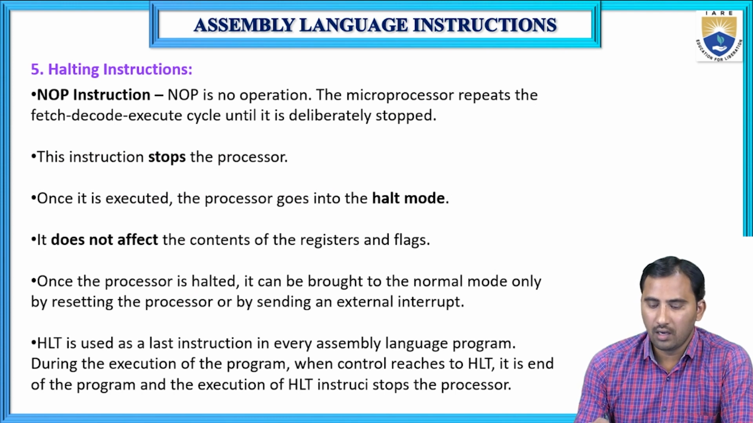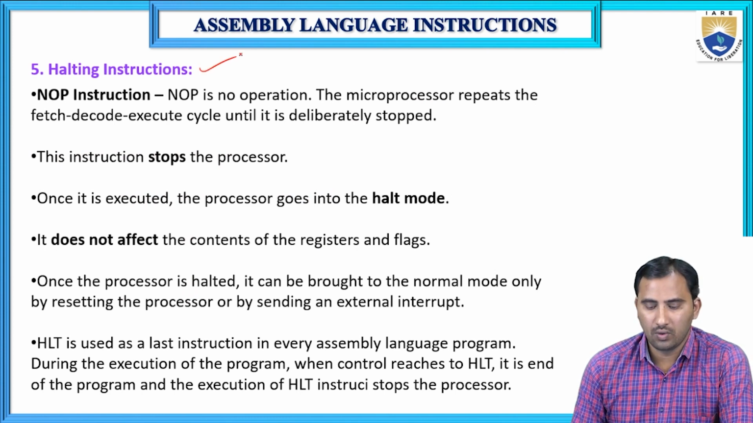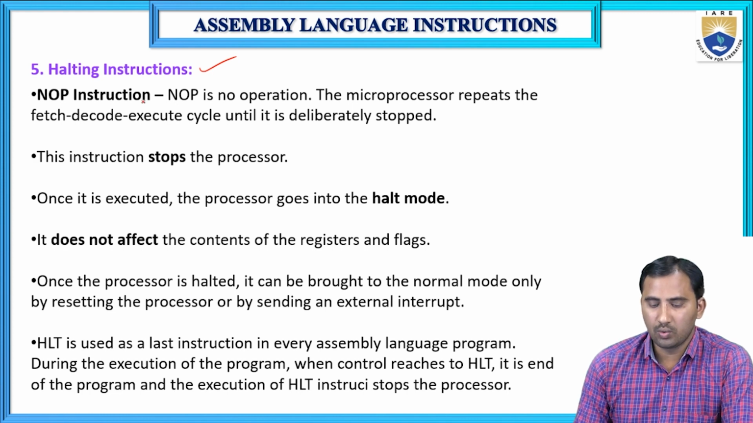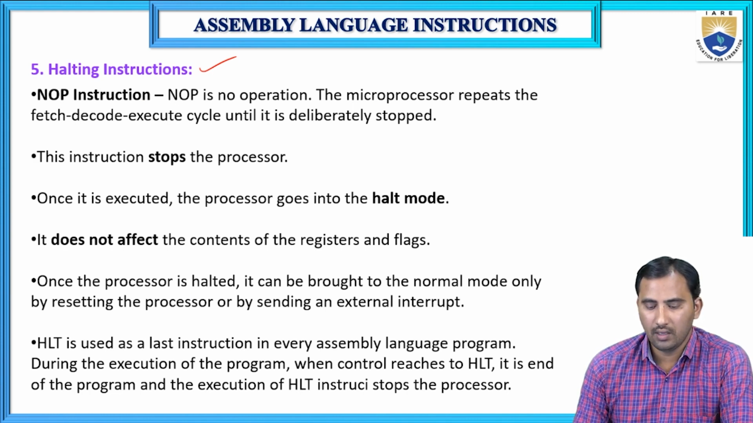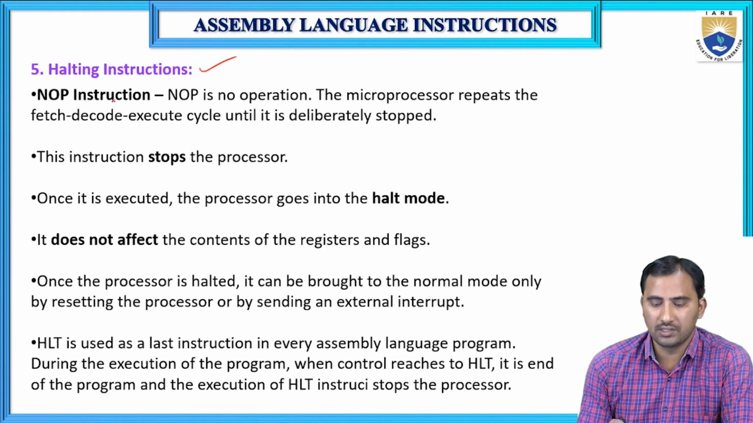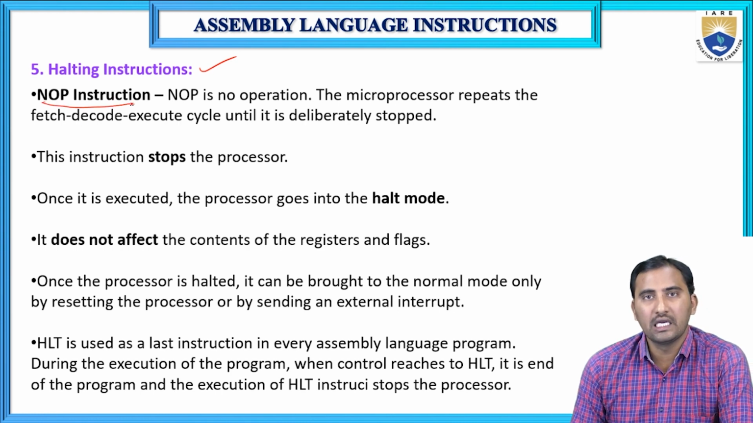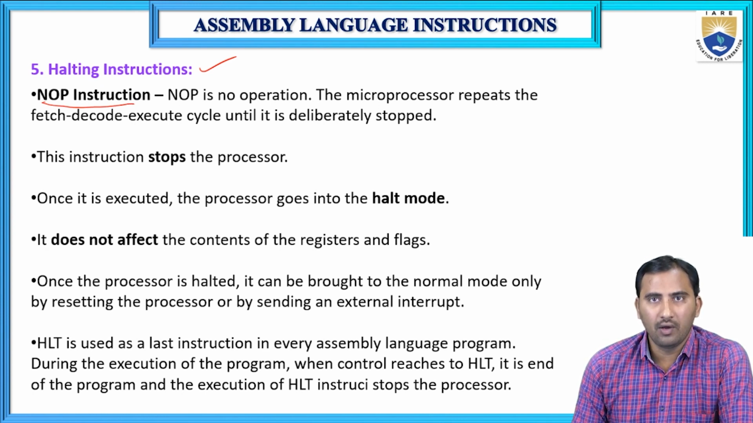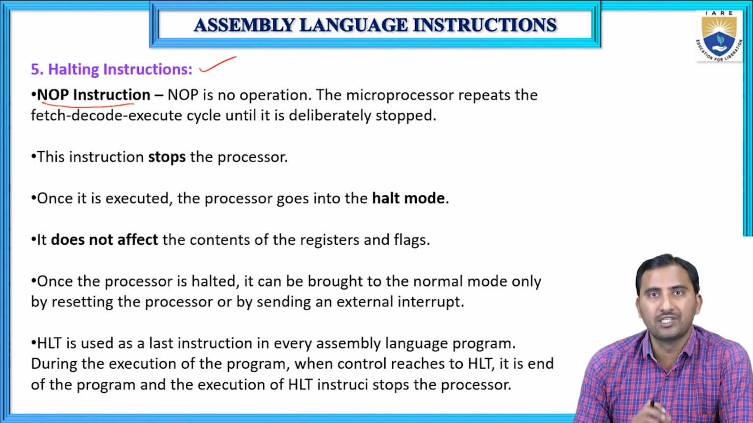And the next one is halting instructions. We have two types of halting instructions. The first instruction is NOP. NOP means no operation. Whenever the microprocessor executes this NOP instruction, it will not do any operation. Simply it will be in the idle state. And we can bring the microprocessor out of this idle state by giving some interrupt.